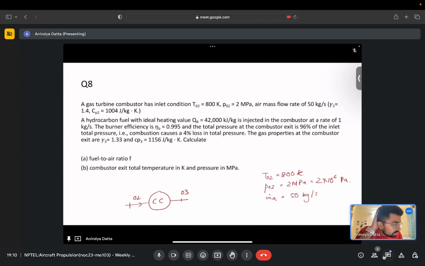Okay, and then it says that a hydrocarbon fuel with ideal heating value QR, which we know is the calorific value, 42,000 kilojoule per kg, is injected into the combustor at a rate of 1 kg per second. So this is the mass flow rate of fuel, the rate at which the fuel is supplied, that is 1 kg per second.